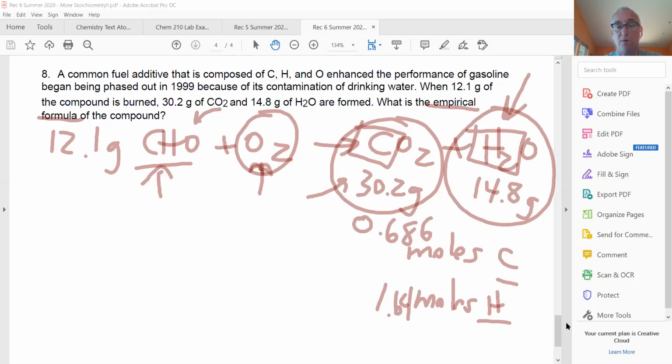The problem is I don't know how many moles of reactant I have. I just have a mass. I have 12.1 grams of it. I have no idea how many moles there are. Could be one, could be a half, could be a tenth. I have no idea. So what am I going to do?